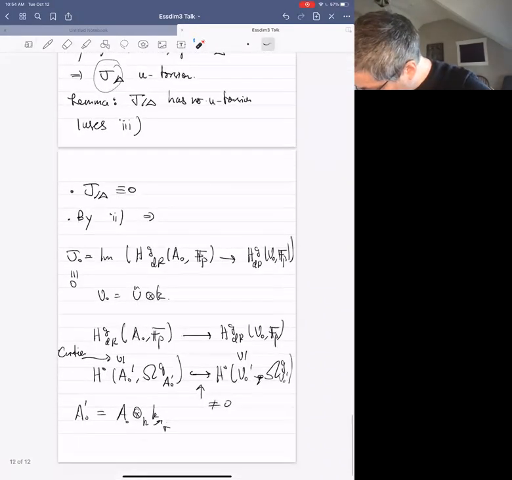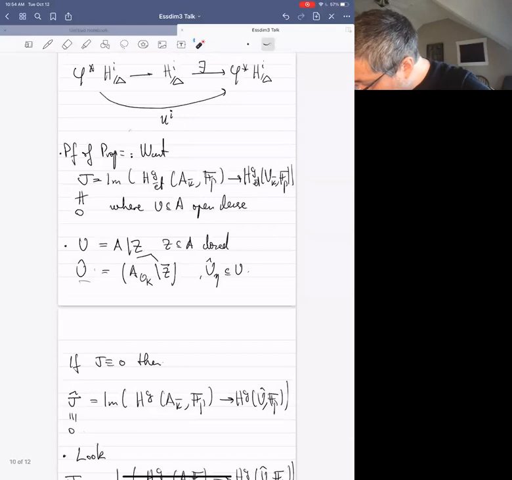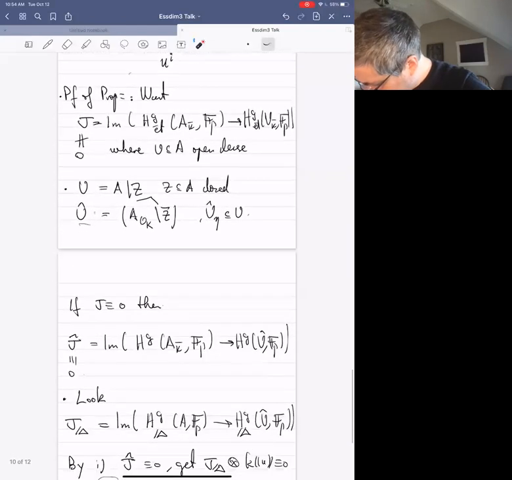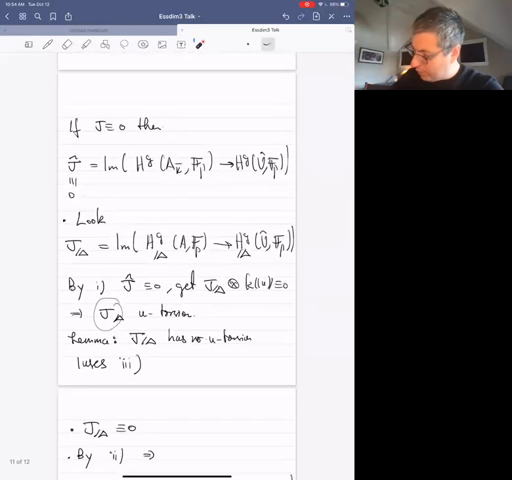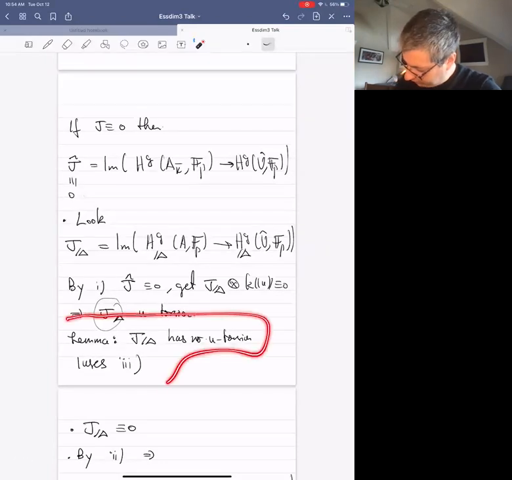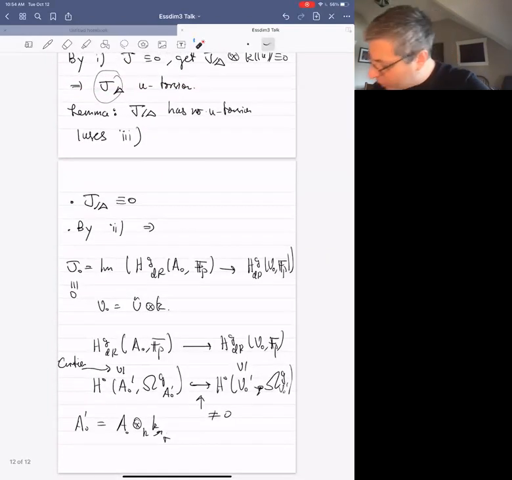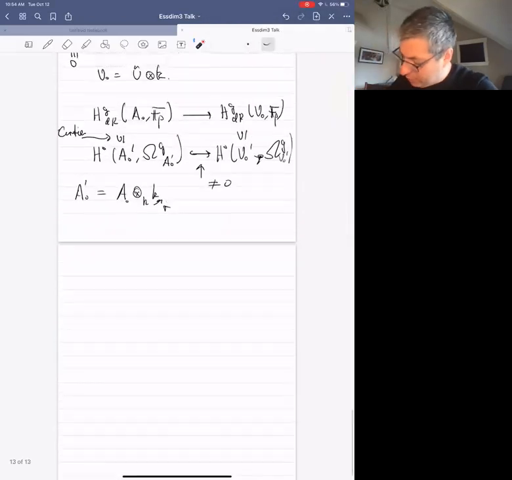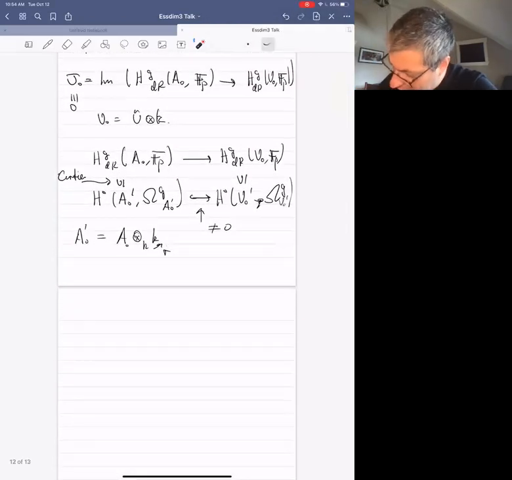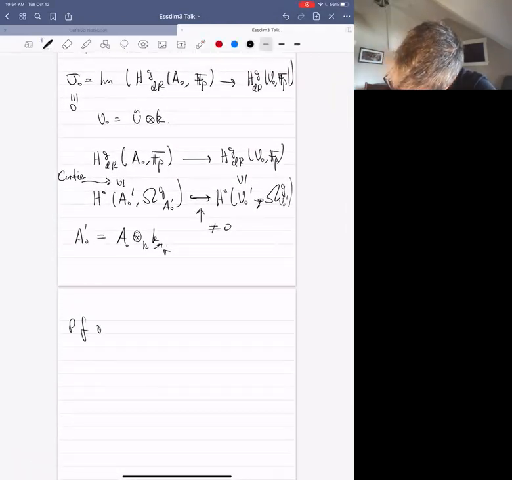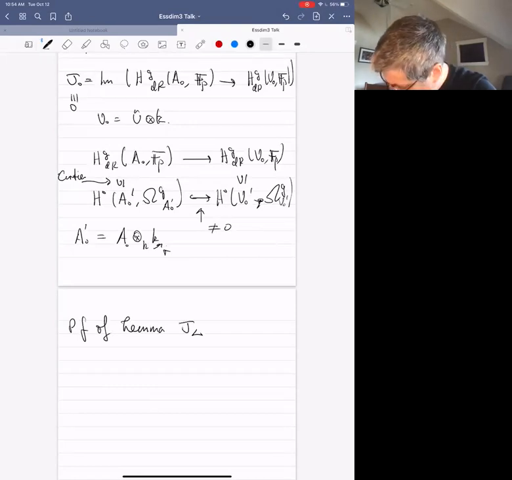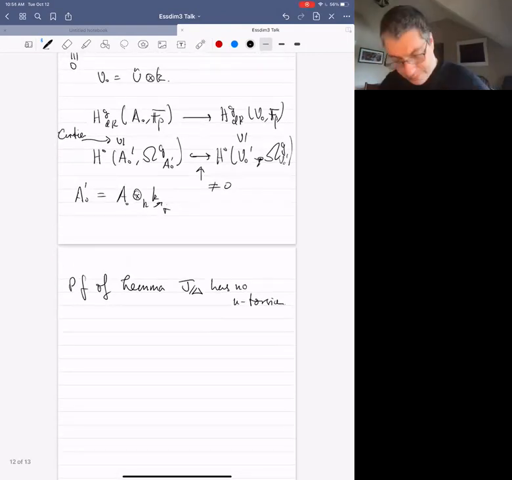Where was the lemma? The lemma was, yeah, here, this lemma. Okay, so the proof of the lemma is kind of cute. It doesn't use anything except the property 3. Okay, so proof of lemma. There's no U torsion, but this is nice because at least you see where the condition on P arises.